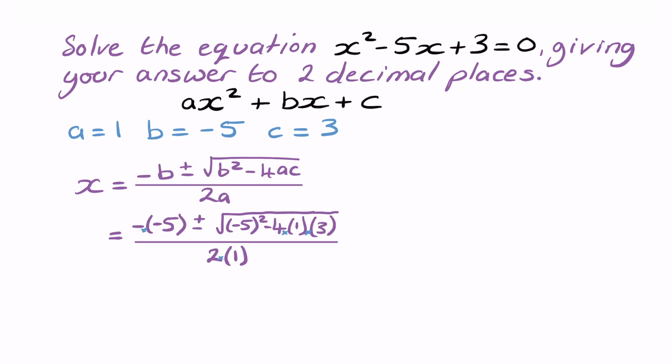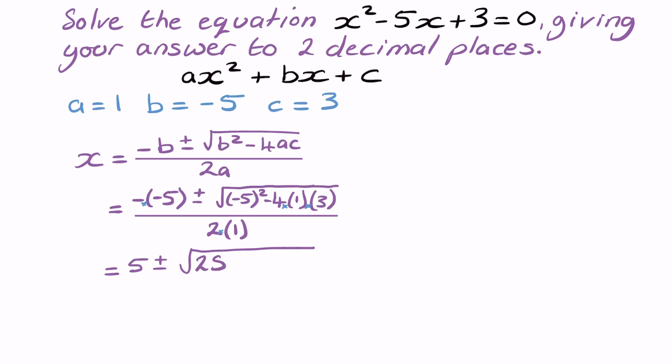So we have a negative multiplied by negative 5. That gives us a positive 5, plus or minus the square root of negative 5 squared. That's 25. And then we have negative 4 times 1, that gives us negative 4 times 3. That would give us negative 12, all over 2 times 1 is 2. So we can see from this that the discriminant is 25 minus 12. That's going to be 13.